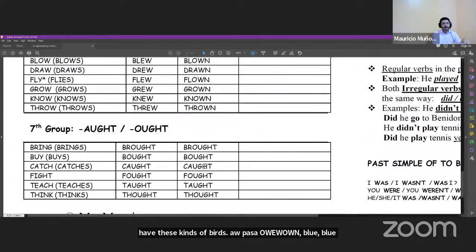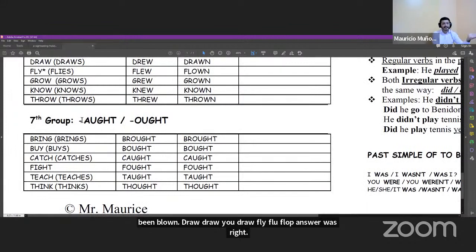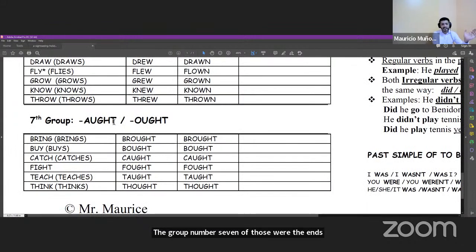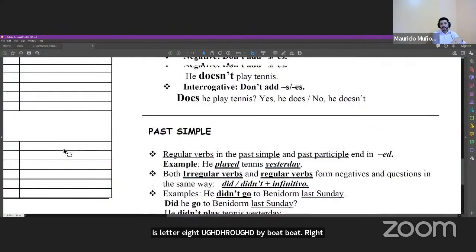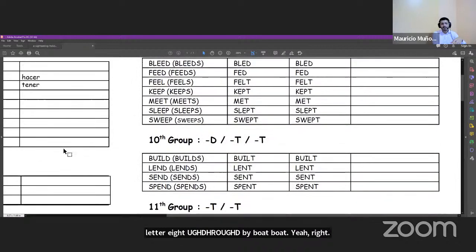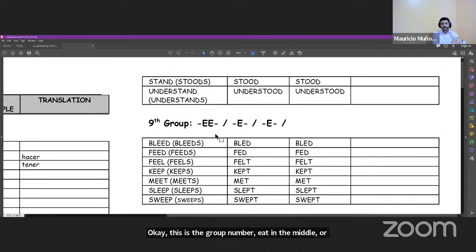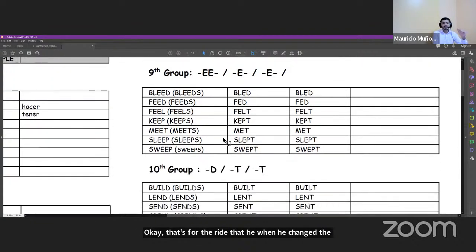Alright? The group number 7 are those verbs that end in the letters AUGHT. It changes to OUGHT. Buy, bought, bought. Alright? Okay, this is the group number 8. El número 8 es este de aquí. That's for the verbs that have EN. It changes to OD. Stand, stood, stood. Understand, understood, understood. And the group number 9 for those verbs where EE changes to one single E.